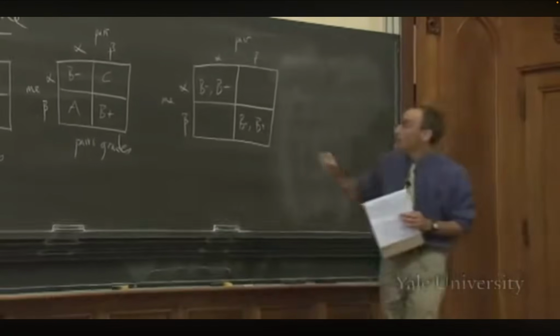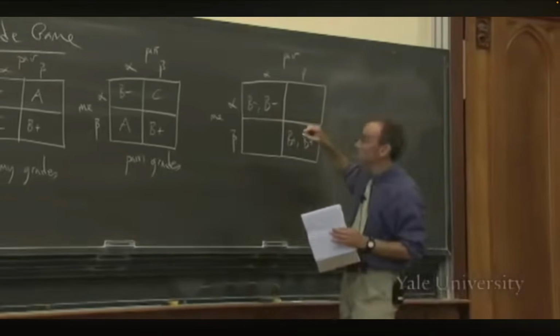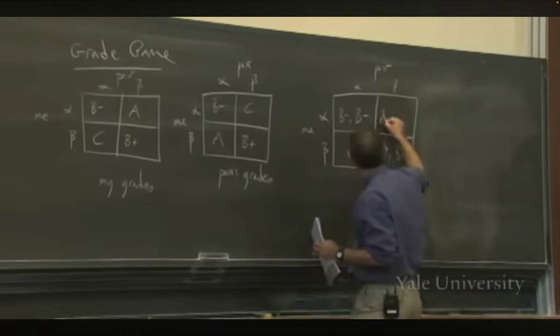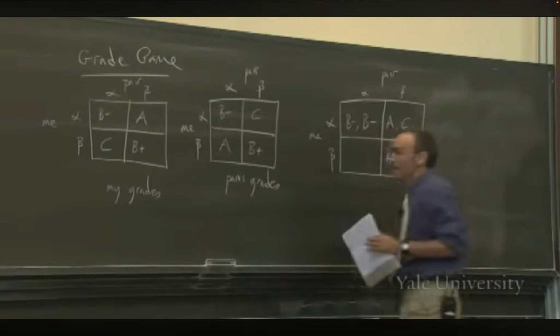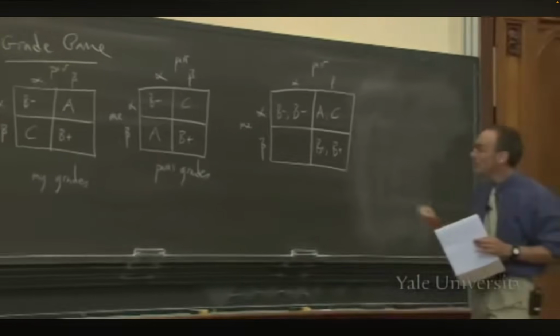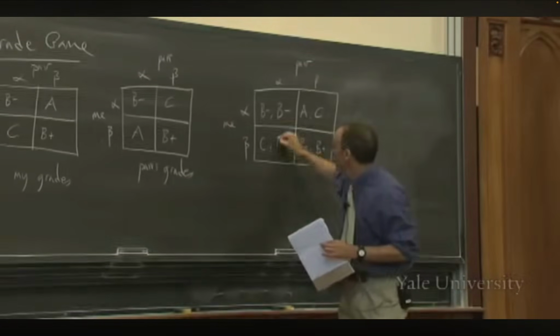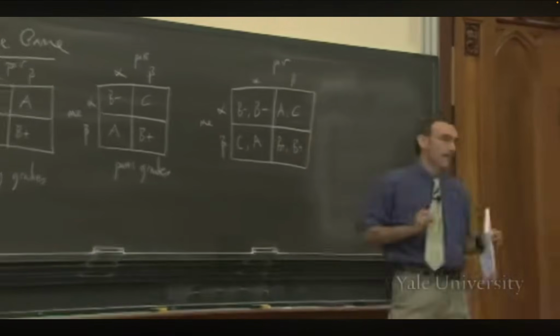All right, but if I choose alpha and my pair chooses beta, I get an A and she gets a C. And if I choose beta and she chooses alpha, then it's me who gets the C and it's her who gets the A.